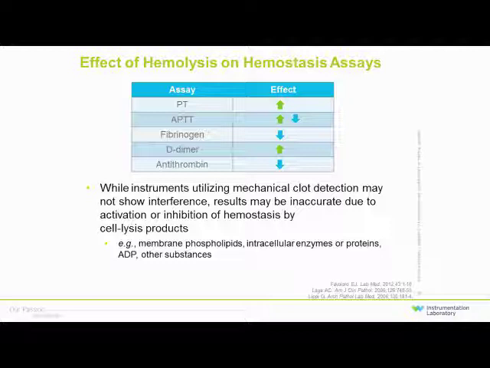And so there are instruments that do use mechanical clot detection that don't have the optical interference, but really the results for any coagulation assay can be inaccurate because of activation or inhibition of hemostasis by cell lysis products. So when the red cells break, they release membrane phospholipids, other intracellular enzymes or proteins, adenosine diphosphate, and other substances that can actually biologically impact hemostasis.